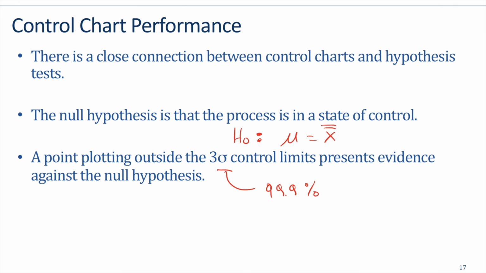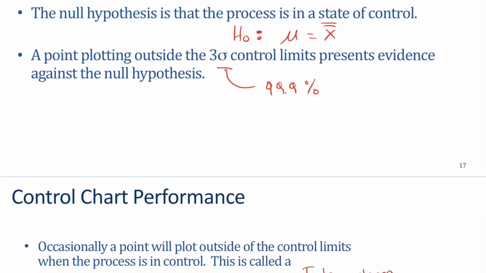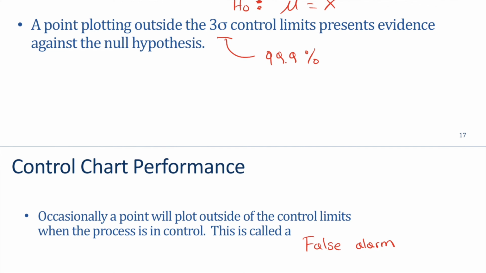So remember that there is a close connection between the control chart and the hypothesis test. So the null hypothesis is that the process is in a state of control. So the null hypothesis is that mu is equal to X double bar, and a point that is plotting outside of the 3 sigma control limits presents evidence against the null hypothesis. And remember that the 3 sigma limits are equivalent to 99.9% of the range. So if it's outside of the range, it's just very far away.